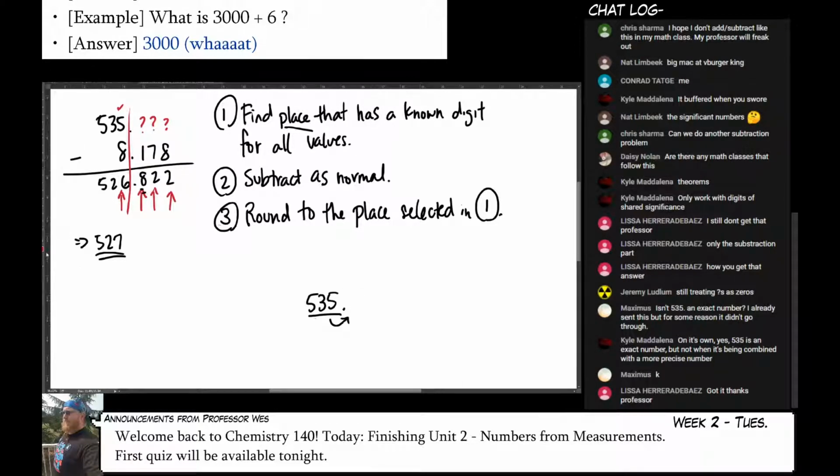Now, how do I communicate that a number is exact on an exam? I usually do this, and that's not the pen tool. There we go.